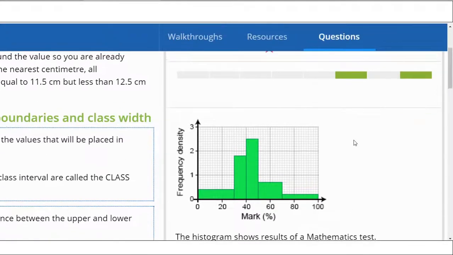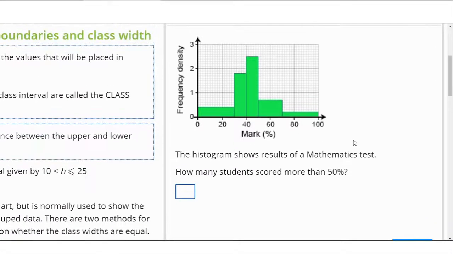All right. The next question. The histogram shows results of a mathematics test. How many students score more than 50%? So 50% should be around here, right? So how many students? This is the frequency, the number of students, right? So more than 50%, it should start from this. So this one is how many? Oh, this is frequency density. Oh, okay. We need to find the frequency first.